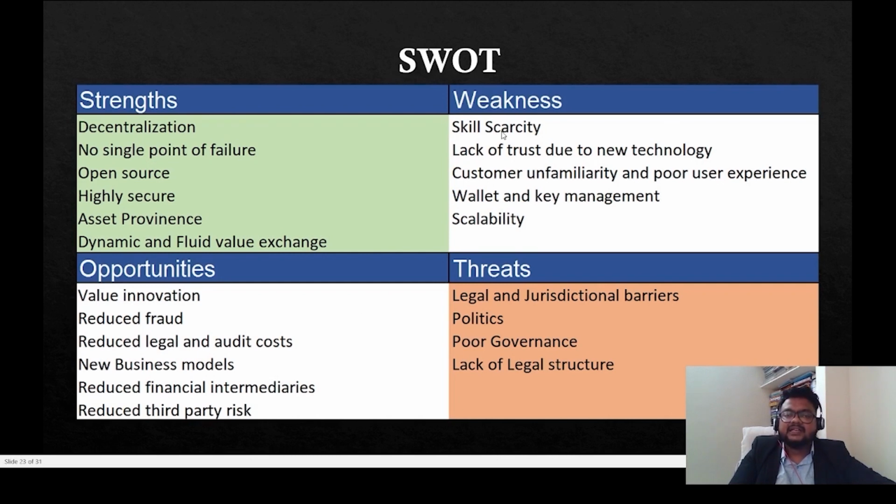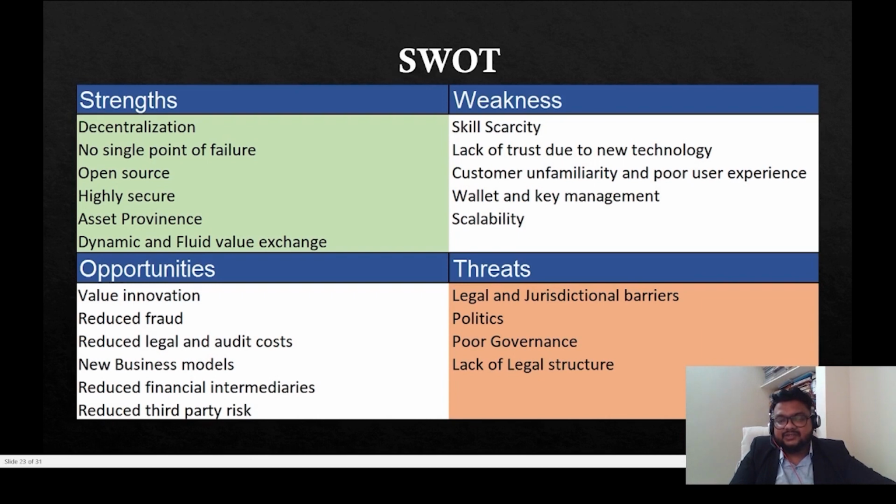Reduced fraud, obviously, reduced legal and audit costs, new business models are possible, reduced financial intermediaries, reduced third party risk. Weaknesses: there are still very few blockchain professionals, so skill scarcity is there. Lack of trust due to new technology, which is obvious. Customers are unfamiliar with this new technology, so they don't have a good user experience. Wallet and key management is essential, but I will not be covering it here. Scalability is a big thing. Public blockchains face huge scalability issues.